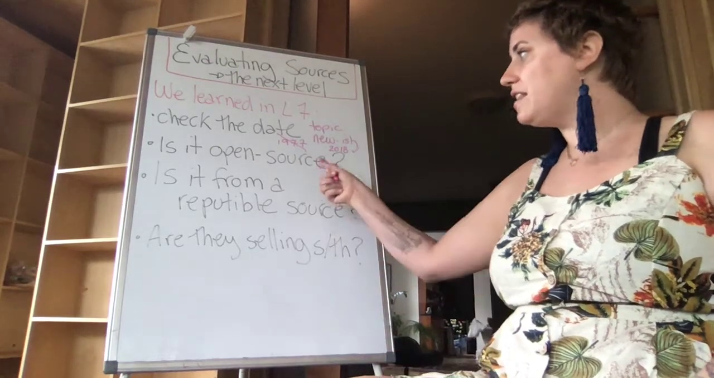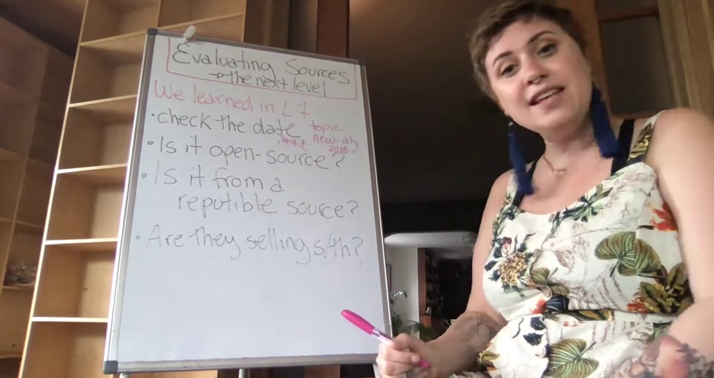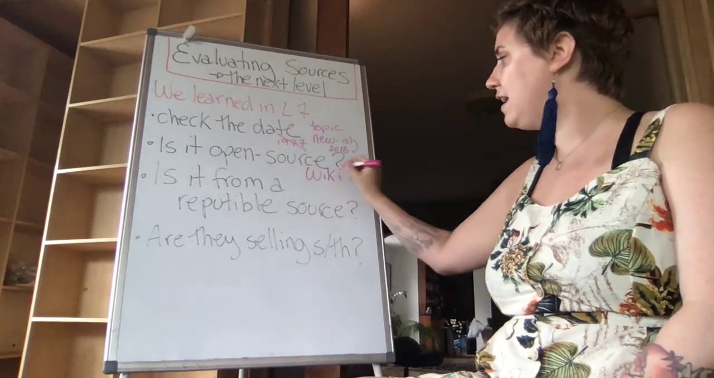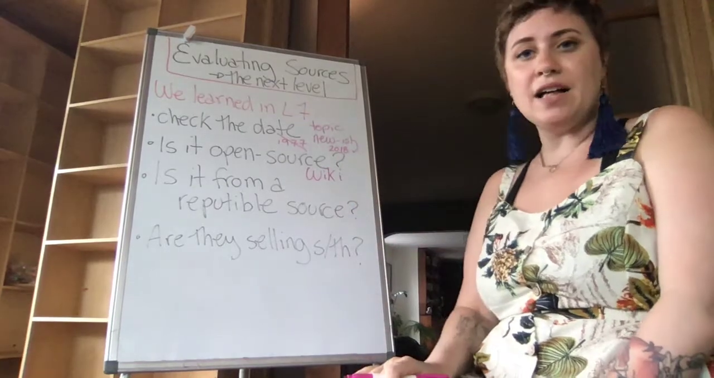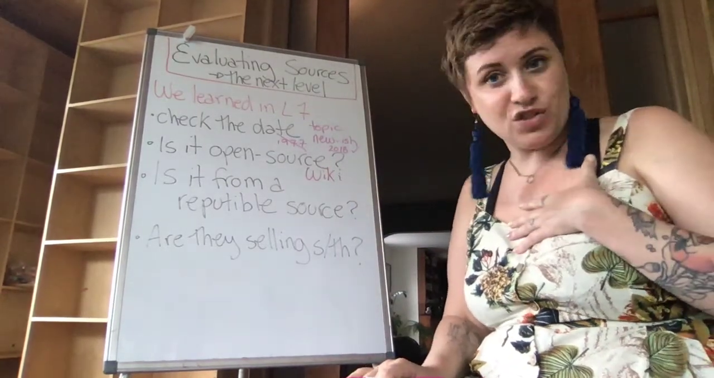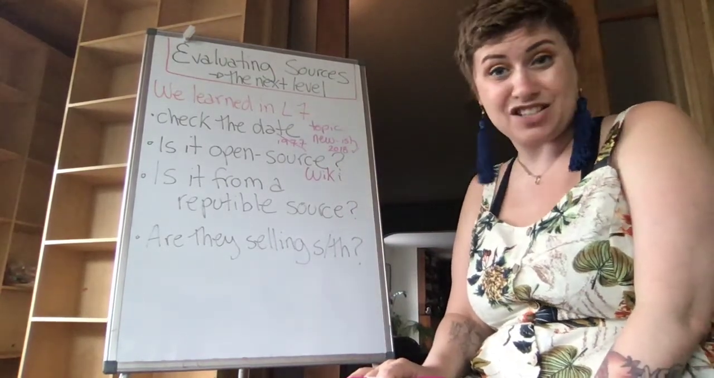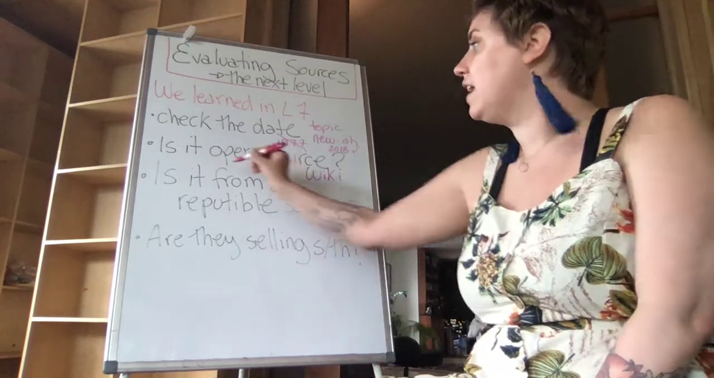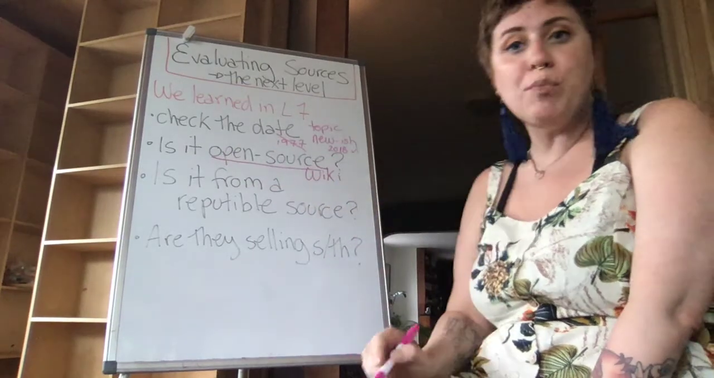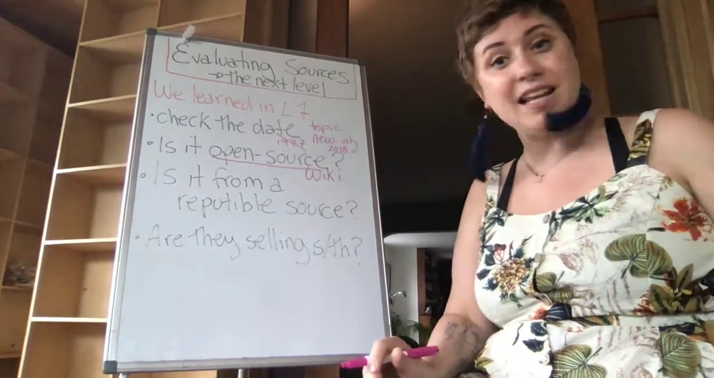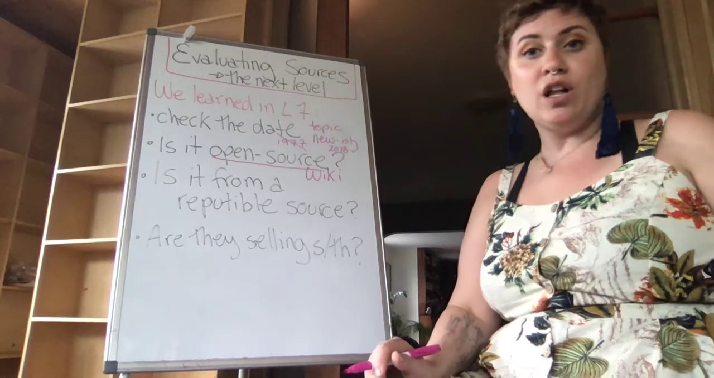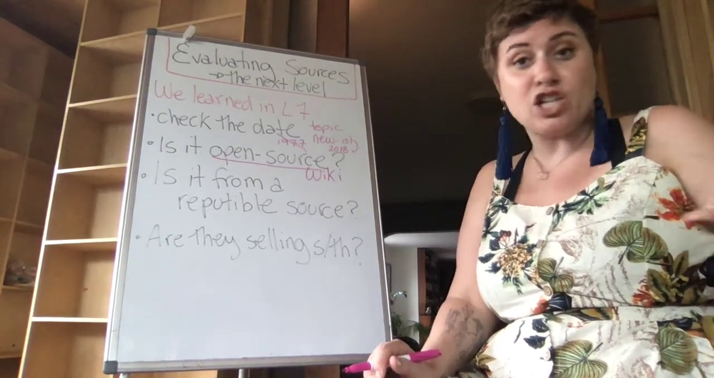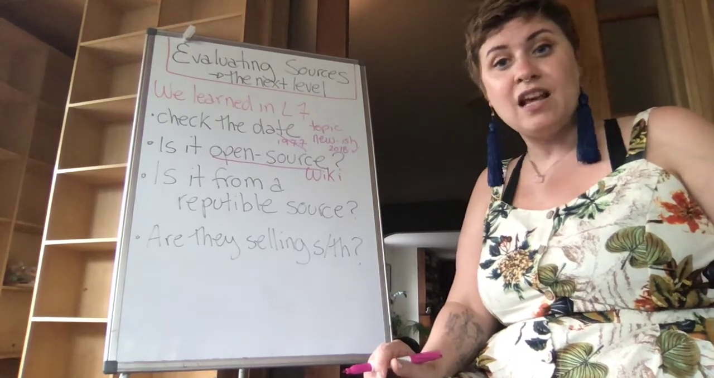Next question. Is it from an open source? This is what we call websites like Wikipedia. Wikipedia is beloved by students because it is an easy place to go and get a lot of information about a topic. Unfortunately, Wikipedia is what we call open source, meaning anybody can contribute to this webpage, and no one really fact checks. No one checks if the facts are correct.